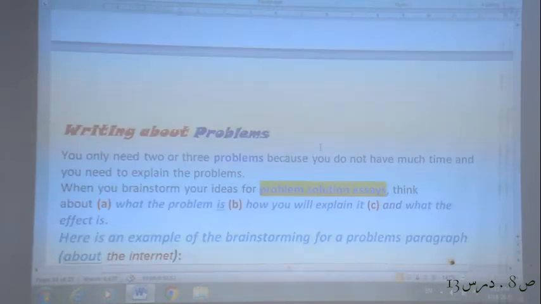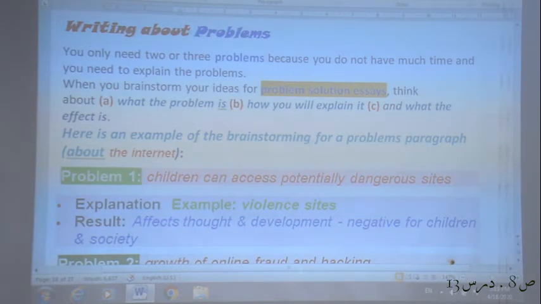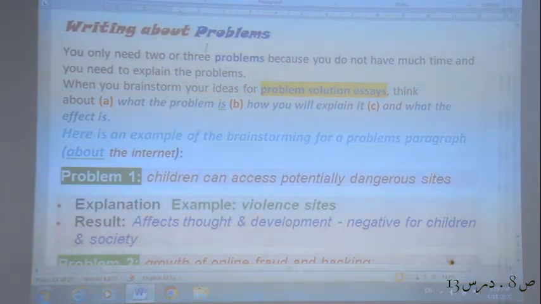So this is the structure as we have seen in the diagram above. Now let me talk in more detail about writing a problems paragraph. And after that, I'll talk about the solutions paragraph. So writing about the problems, you only need 2 or 3 problems.